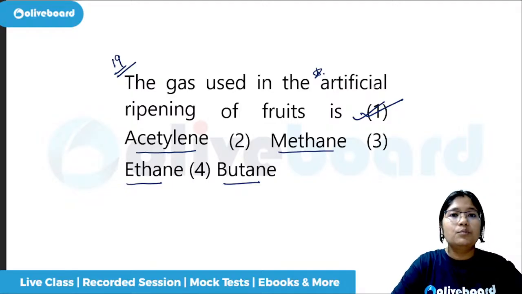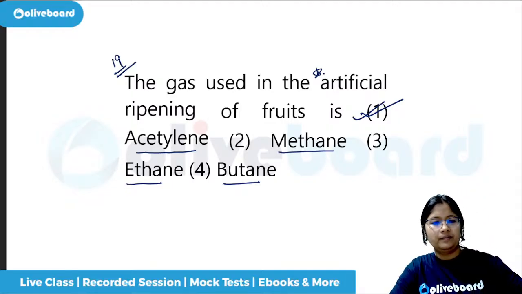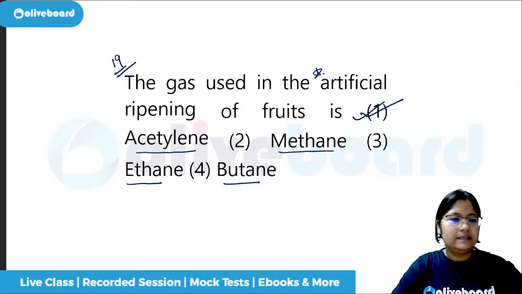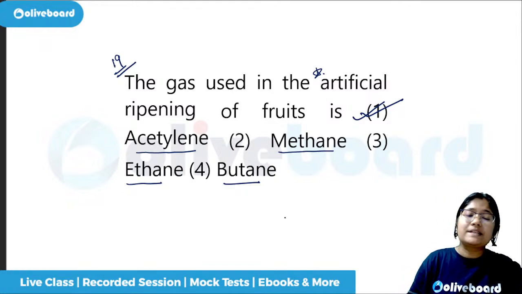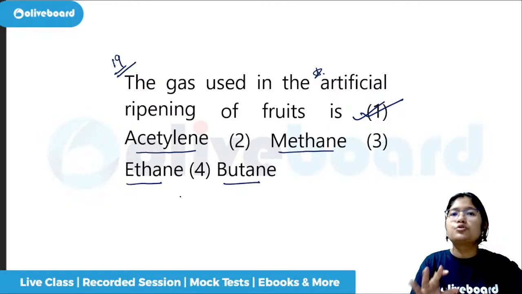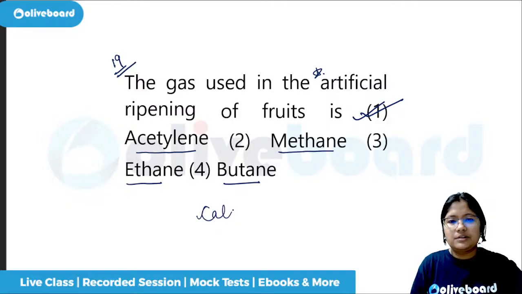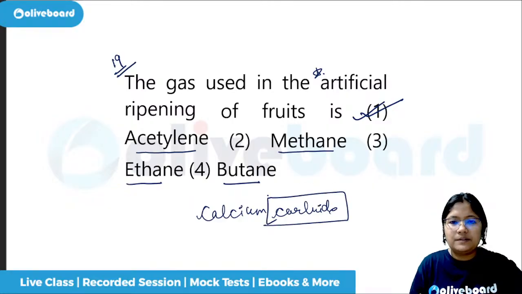Can you give me one more name that can be used for this ripening? Any other name? What else can be used? What is generally used by the farmers? Okay, that is nothing but calcium carbide. Yes, carbide we have heard, no? We all have heard about carbide. Carbide is used to ripen this.